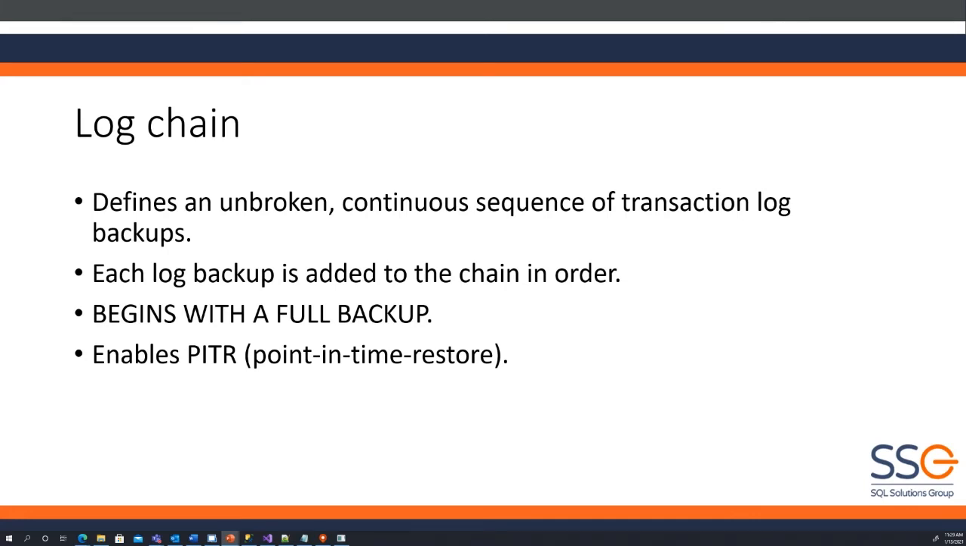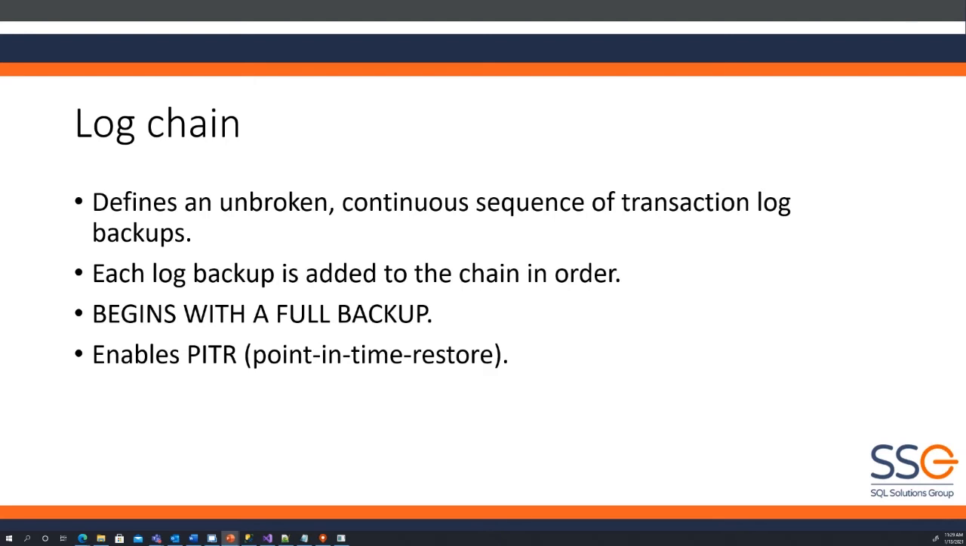When a log chain is broken, a database restore is not possible past the point where the chain is broken, right? This is how we jack up the log chain. Once that chain's broken, we can't restore past that point, okay? So we have to understand that the log chain is this unbroken, continuous sequence of transaction log backups, and we'll see that in the demo. Each log is added to the chain in order. What we also need to understand is that this log chain must begin with a full backup. 100% must begin with a full backup, and we'll see that in the demo, okay?